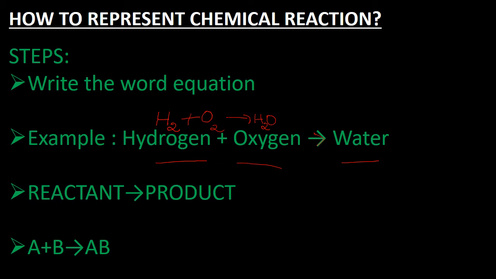This is called a skeletal equation. That means the number of atoms on the reactant side and the product side are not balanced. This type of unbalanced chemical equation is known as a skeletal equation. So here we are writing the reactant on the left hand side and the product on the right hand side. So what do you mean by reactant? Let us see that.